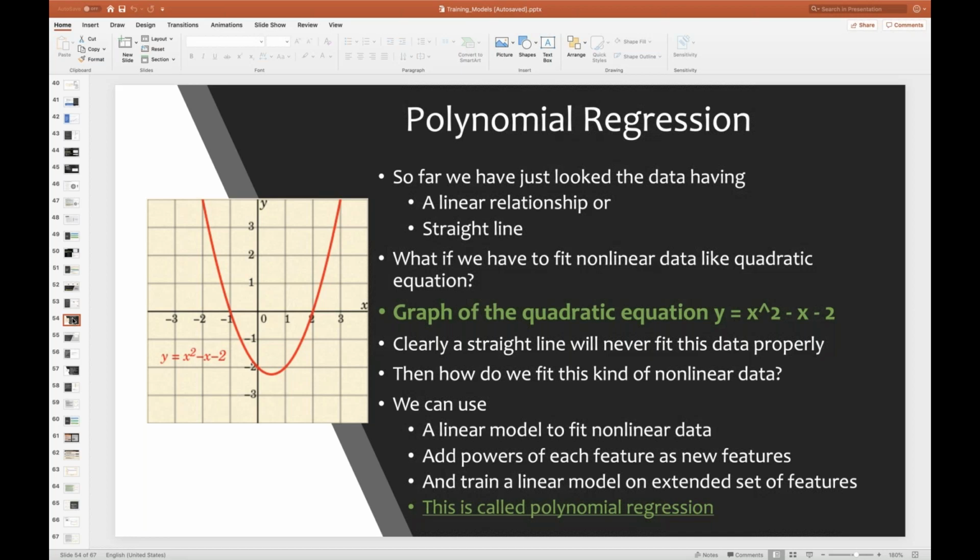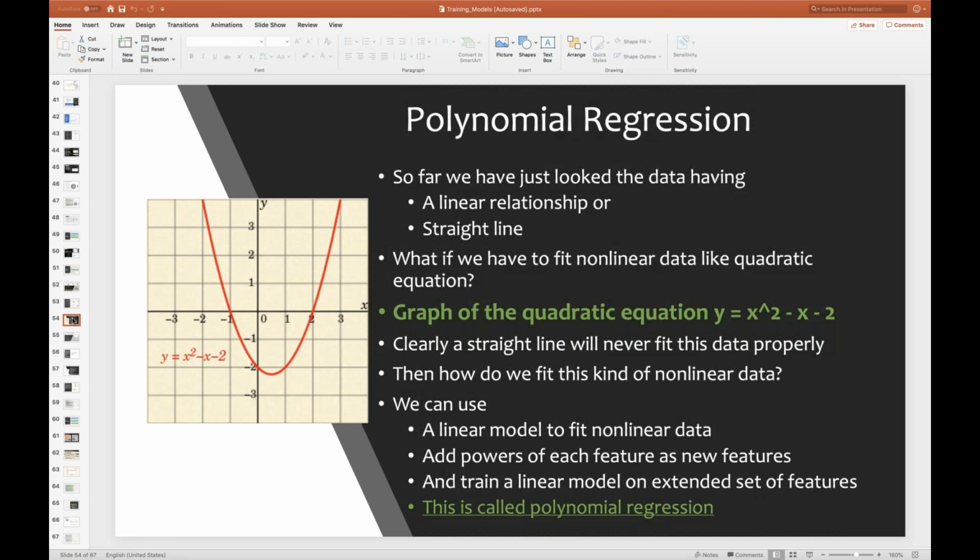y equals x squared minus x minus 2 is shown in the diagram. If you look at the slope of the red line, starting from the top, it converges to the bottom, and again goes to the top. So far, we have just looked at data having a linear relationship, a straight line, the graph of y equals mx plus c, which explains the actual data versus predicted data.